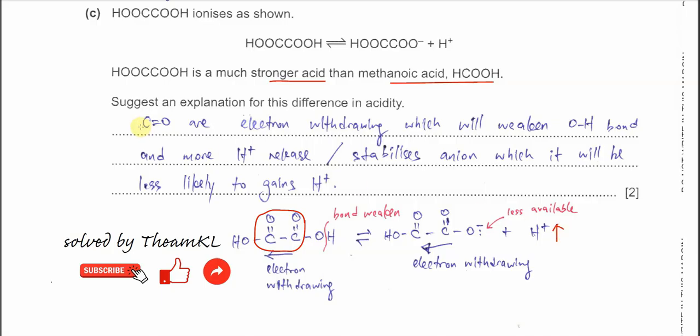So therefore, the first one you can explain like this: the carbonyl groups are electron withdrawing groups, which will weaken the OH bond, as I told you, and produce more H+. Or you can say that these electron withdrawing groups stabilize the anion. Stabilize means the lone pair is less available and less likely to react with H+, so it is more stable and less reactive. Therefore the H+ concentration is higher, and it is more acidic. This is what stabilize means.